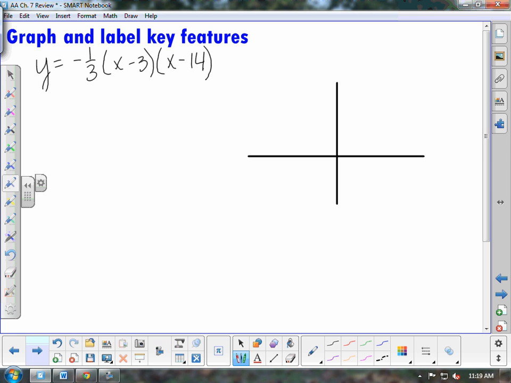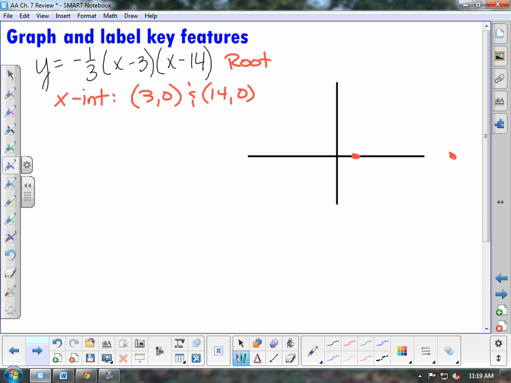Moving on to the last one of this. This is root form. And in root form, the easiest thing to find would be the roots or the x-intercepts. And in this case, it is going to be 3, 0 and 14, 0. And so we know then here is 3 and there is 14.